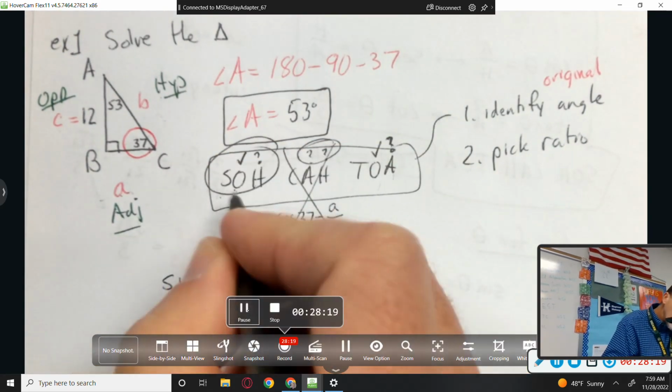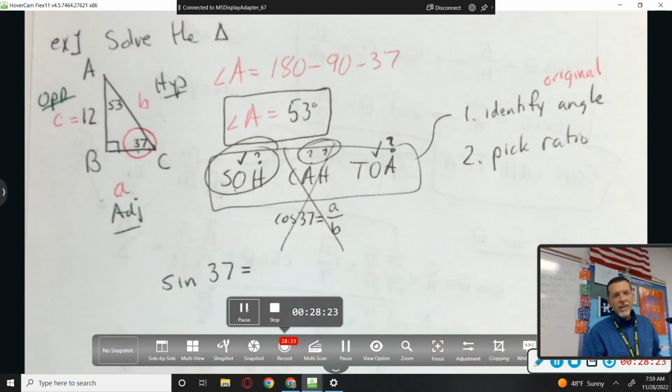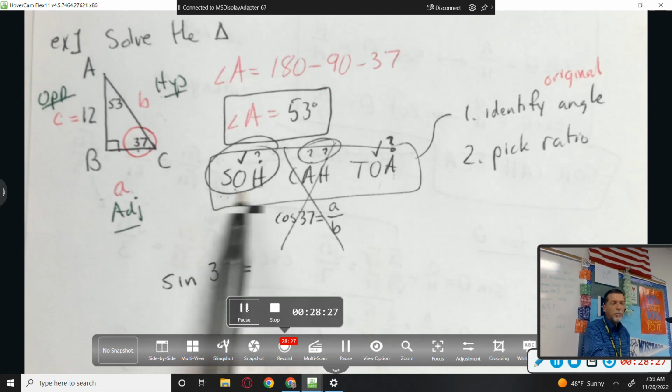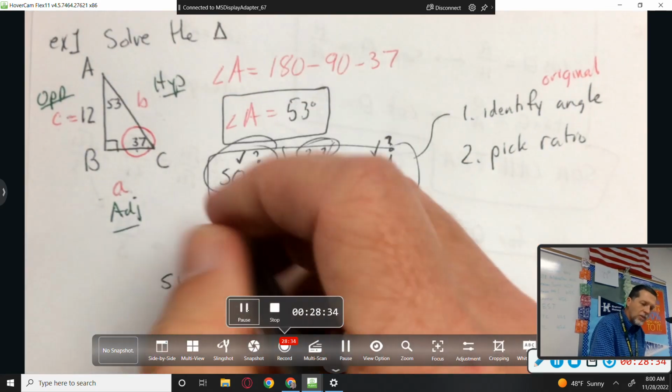So sine of the angle, sine of 37. Always sine of the angle. Some people memorize SOHCAHTOA and then they write sine of opposite over hypotenuse. That's not what it means. Sine of the angle equals opposite over hypotenuse. So 12 over B.